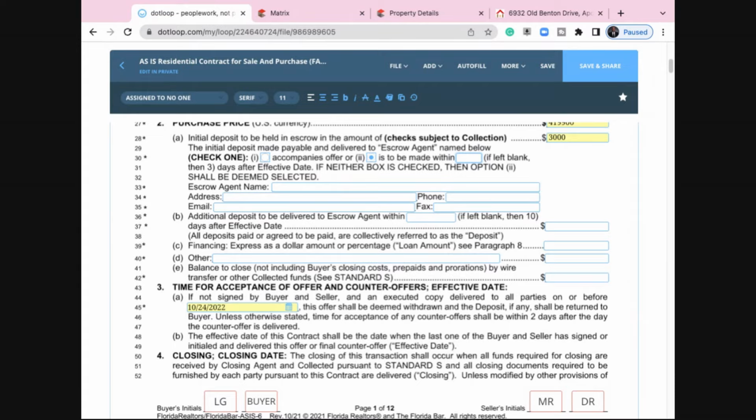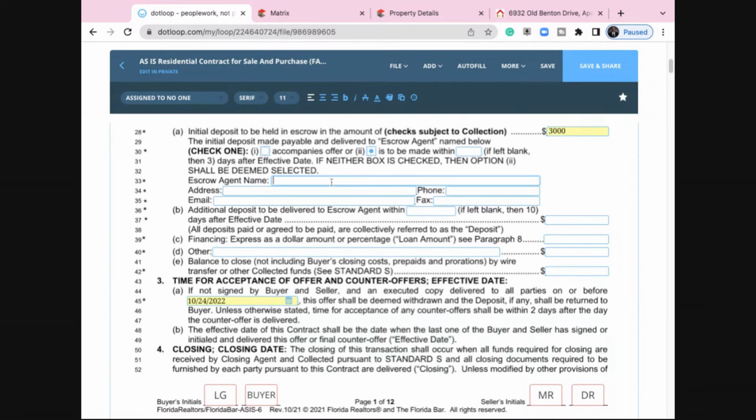All right. Here's where you put in the escrow agent. The listing agent will provide you with this, whatever title company they're using, the title company address, and so on. Okay. Now, for investors, most investors use their own title company. So they may have a title company of preference, and then they will put that information in.